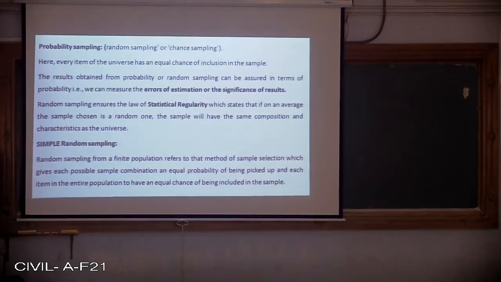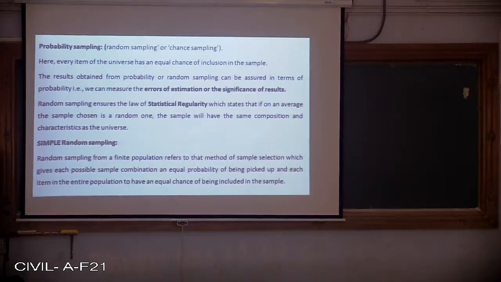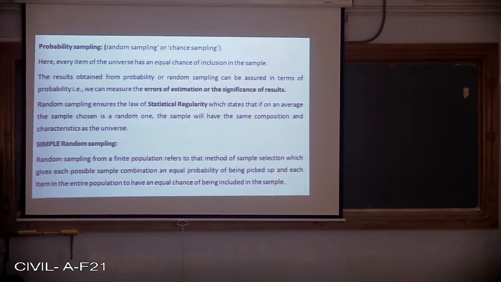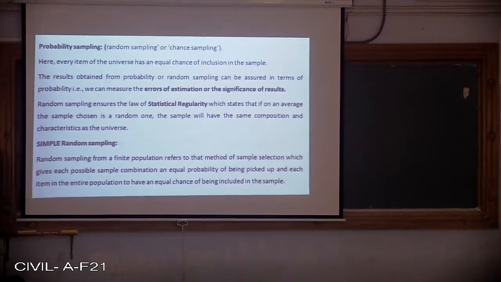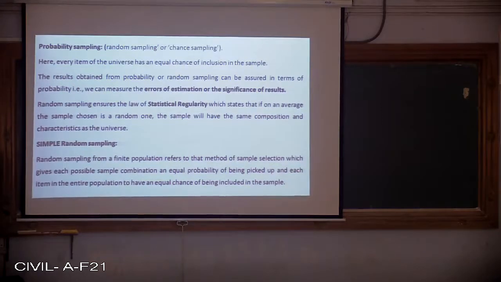In probability sampling, what happens? You can see random sampling or chance sampling. Here every item of the universe has an equal chance of inclusion in the sample. Thus the results obtained from probability or random sampling can be assured in terms of probability, that is, we can measure errors of estimation or the significance of results. We will define what a simple random sampling is. A random sampling from a finite population refers to that method of sample selection which gives each possible sample combination an equal probability of being picked up and each item in the entire population an equal chance of being included in the sample.